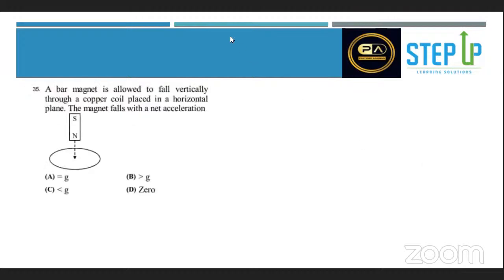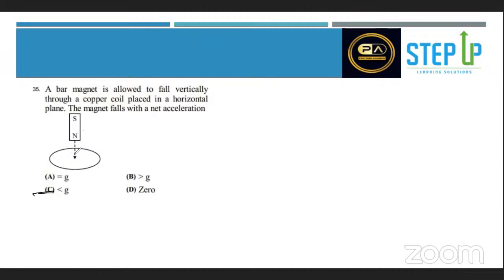Next question. Okay, so they're asking the magnet falls with a net acceleration, how much? The net acceleration here will be less than g. The reason is that when this magnet is allowed to fall vertically along the axis of the coil, with the north pole towards the coil, the north pole goes inside and the upper face of the coil starts behaving like a north pole, so that it can oppose the approaching north pole of the magnet.